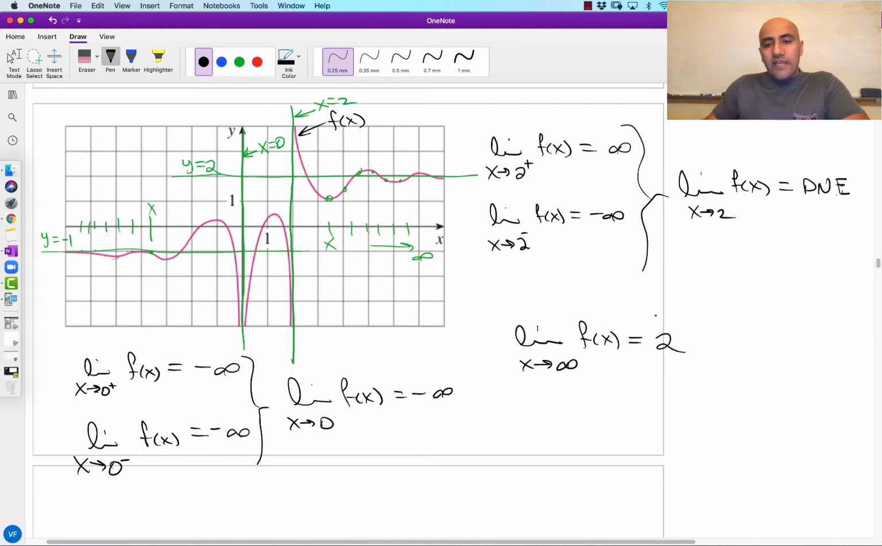Don't misunderstand this notation. This doesn't mean that the answer is going to be 2. F of x might be 2, as it is in a couple of cases here, but this is saying as the input values grow infinitely large, the output function values get infinitely close to 2, right? Remember, the other style of notation is that f of x is growing toward 2 as x is growing toward infinity. That's another way of describing the same thing.